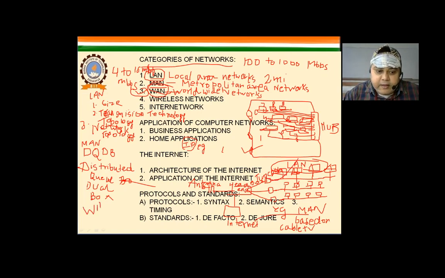So the subnet has two components. One is the transmission line and another one is the switching elements. Transmission line is the connecting transmission media and the switching element is the router.